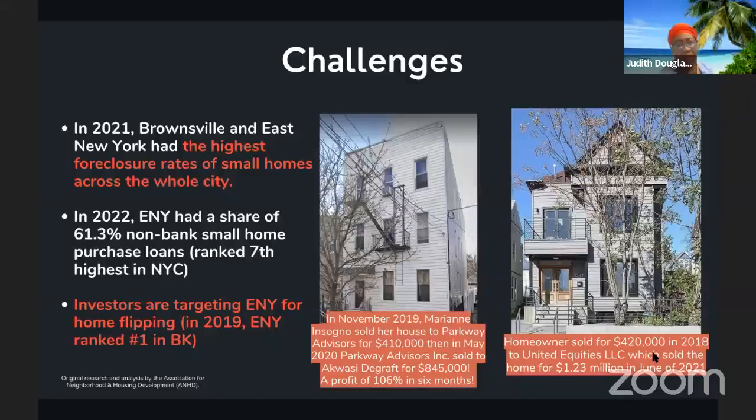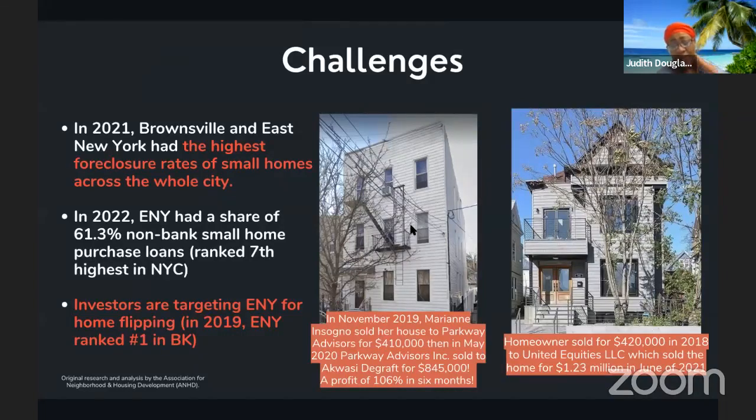Okay, so in November, for an example, in November of 2019, Marina in Sogner sold her home to Parkway Advisor for $410,000. Then in May of 2010, a little less than a year, it was sold to Aswaski DeGraff for $845,000. That's a profit of 106 in 6 months. Okay, look at the time frame when they purchased.